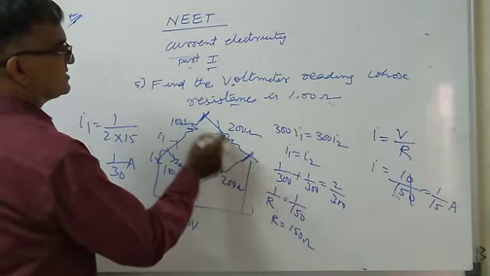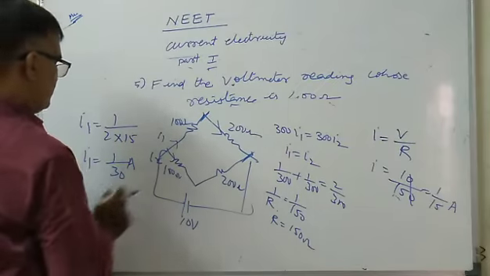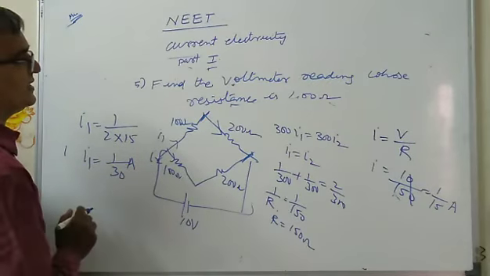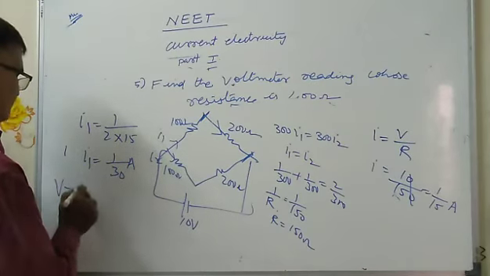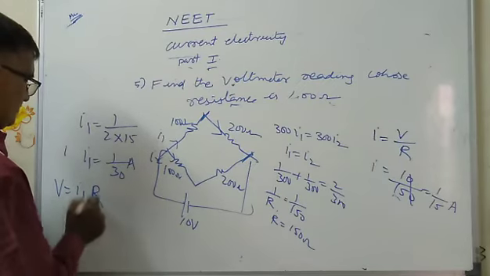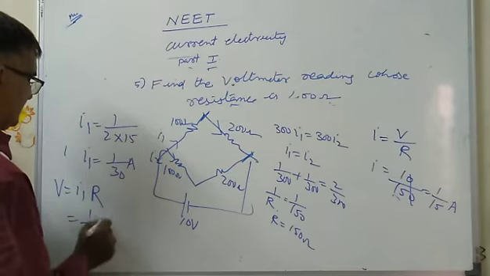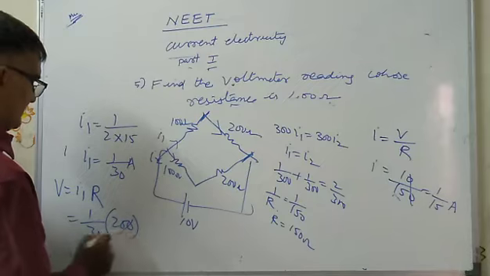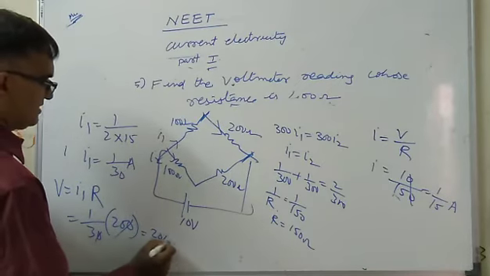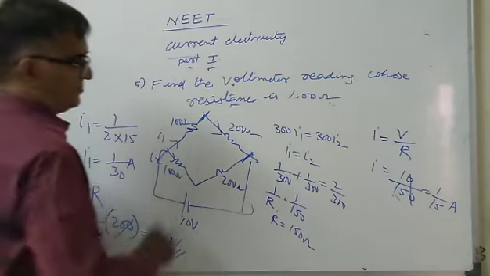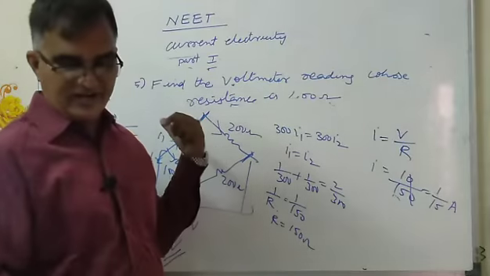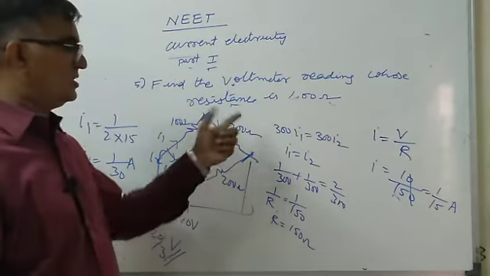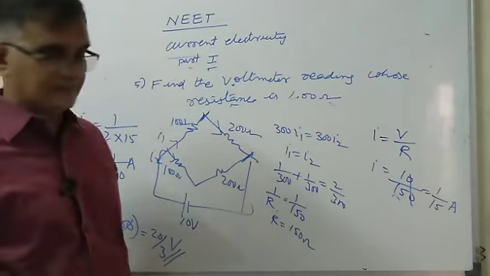Now the potential difference, the voltmeter is connected across this only. So what could be the value here? V is equal to I1 R for the reading of the voltmeter. So 1 by 30 into 200, cancel, 20 by 3 volts is the voltmeter reading. First you have to identify this as a Wheatstone bridge circuit, then calculate. This is the answer.